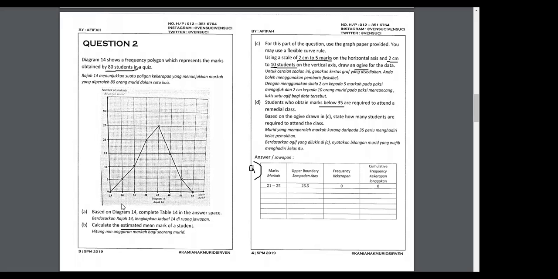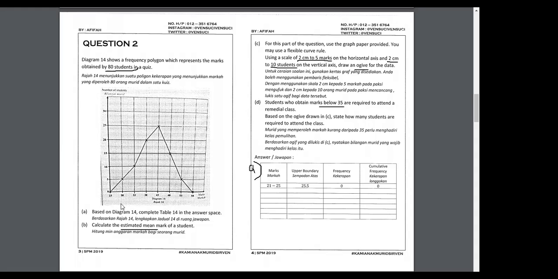After this, you go and draw the ogive as well, because they want you to draw it. So you can look at the answer. The ogive is something around this. Start from 25.5 and end with 55.5. At 55.5, the answer must be 80, because from the data you have obtained, it is 80.